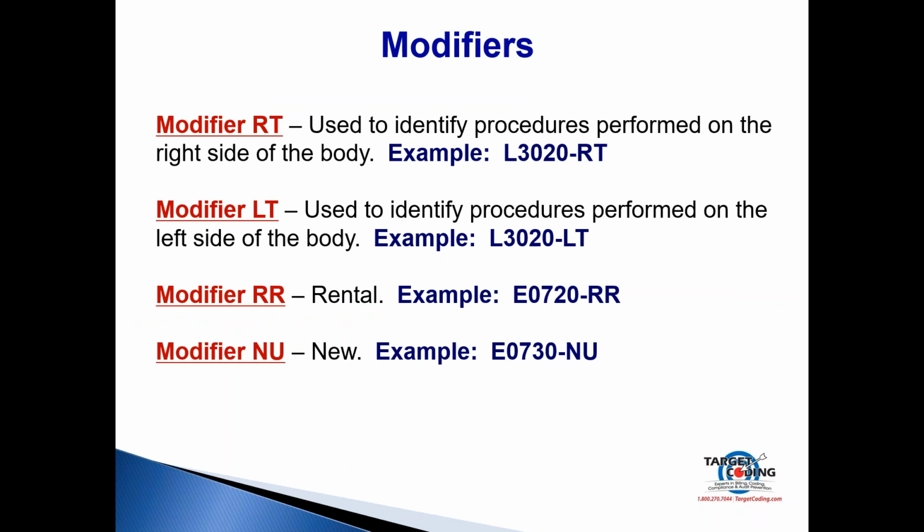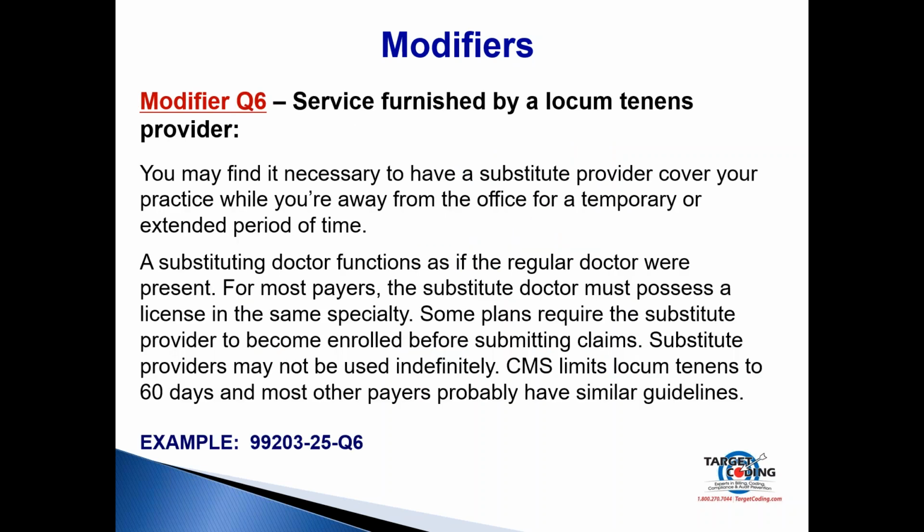With TENS devices, many health plans want you to rent the TENS device for a month for this trial period to see if it's working. During that trial period, you're going to use the RR for the rental. After a month, patient says, I like this TENS device, it's helping me. Then you would bill the insurance company for a new TENS device, the modifiers NU. And then we have modifier Q6. This is services furnished by a locum tenens provider.